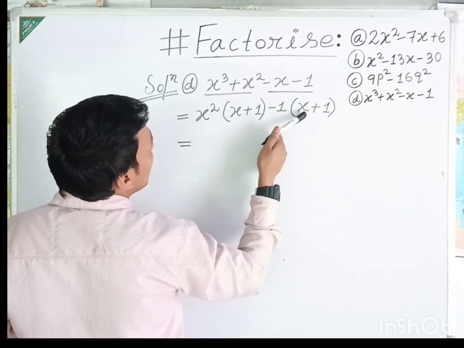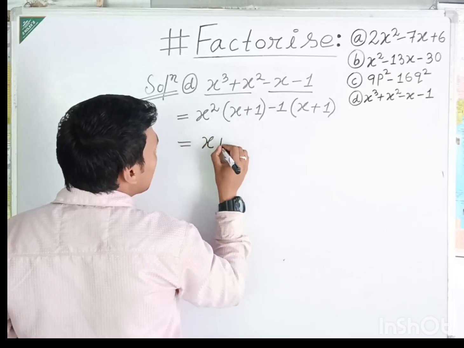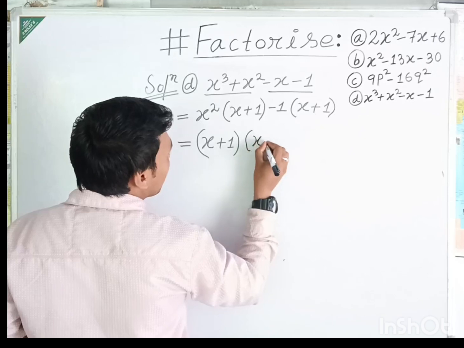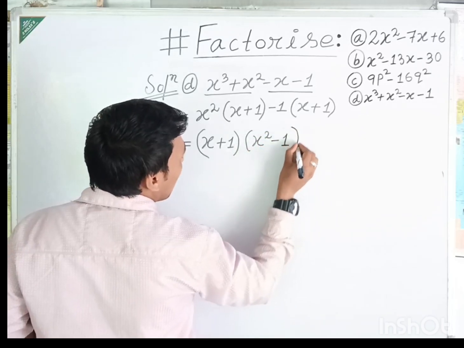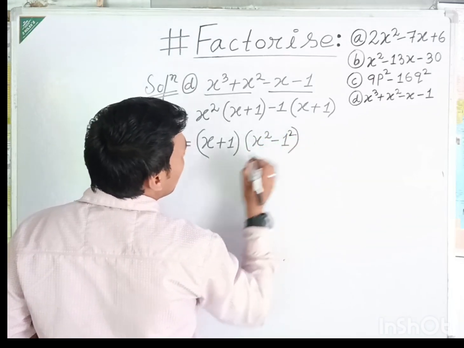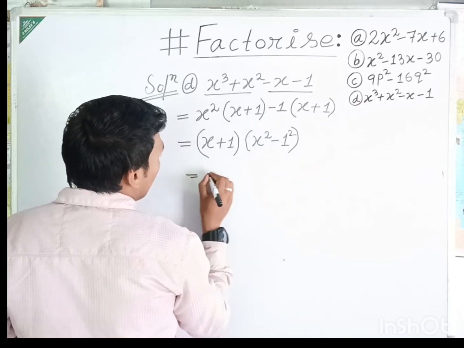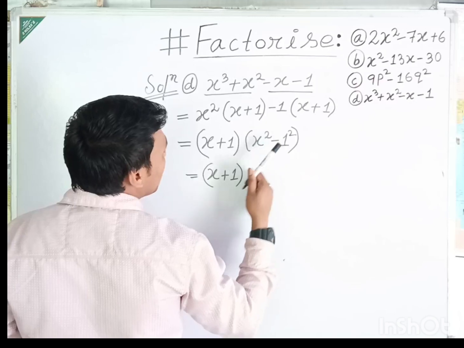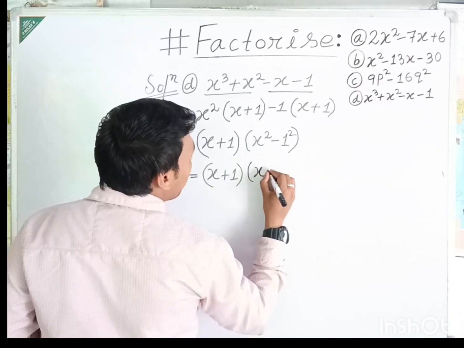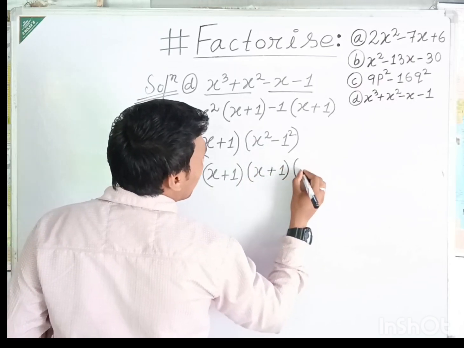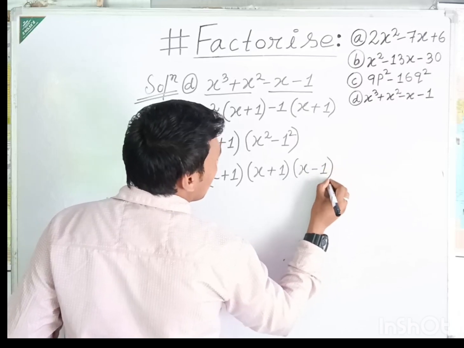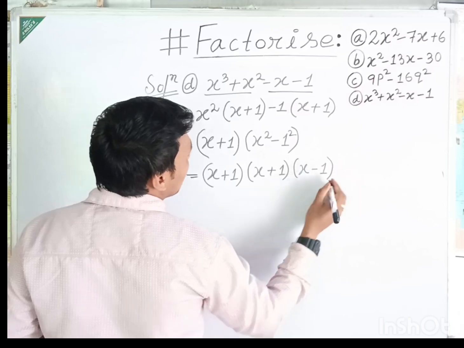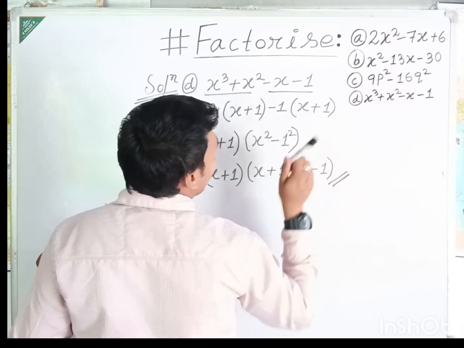Now from these 2, the same factor, write only one, x plus 1. And these two combine and write x square minus 1. In place of 1 I can use a square because 1 square is 1. So in the next step I'll use this a square minus b square formula, which is a plus b into a minus b. So this is the factor for this question number D.